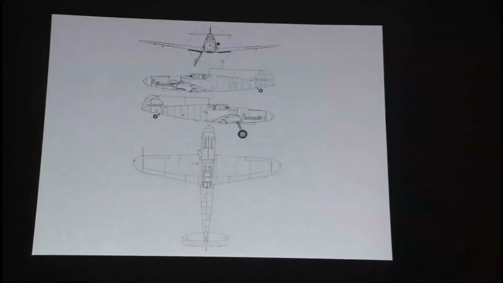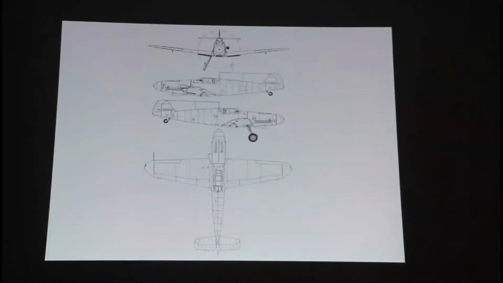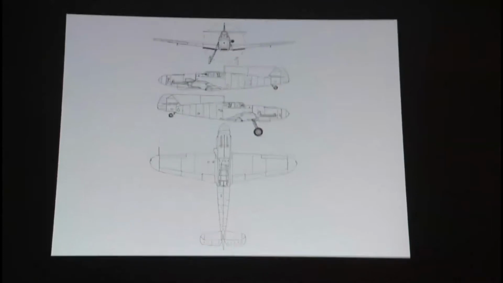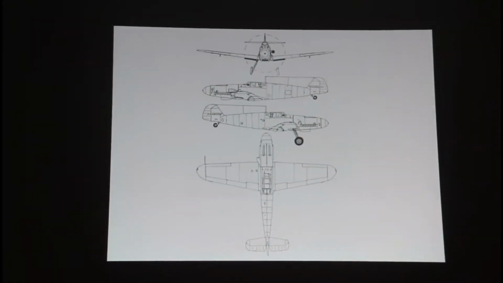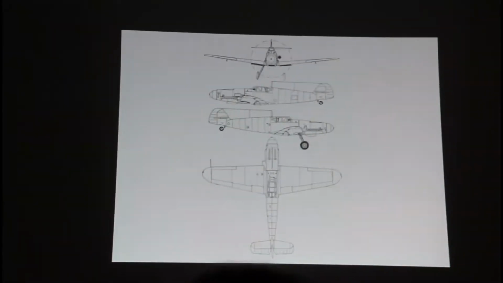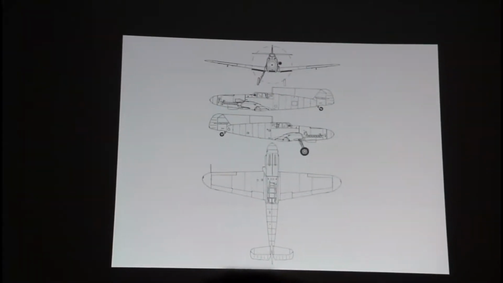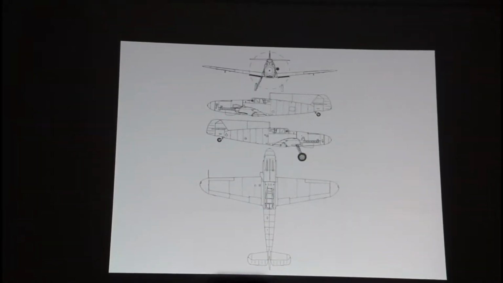Vybereme si nějaký výkres, kterýho my bychom chtěli ukázat. Okay, and the next step is to pick up the best blueprint or drawing of the aircraft, which will be the basis for our work.